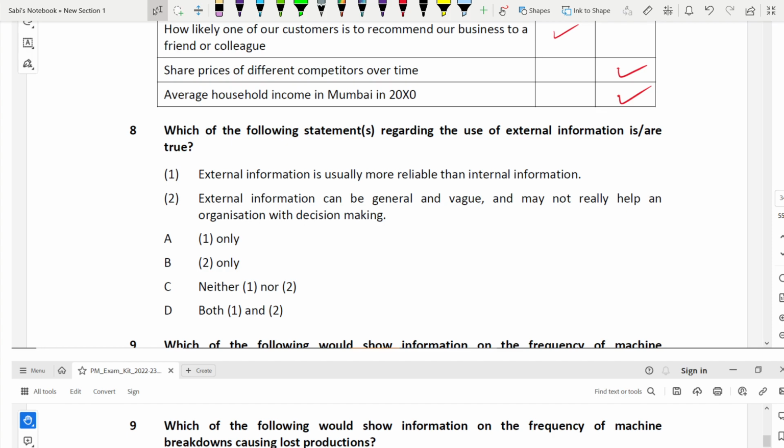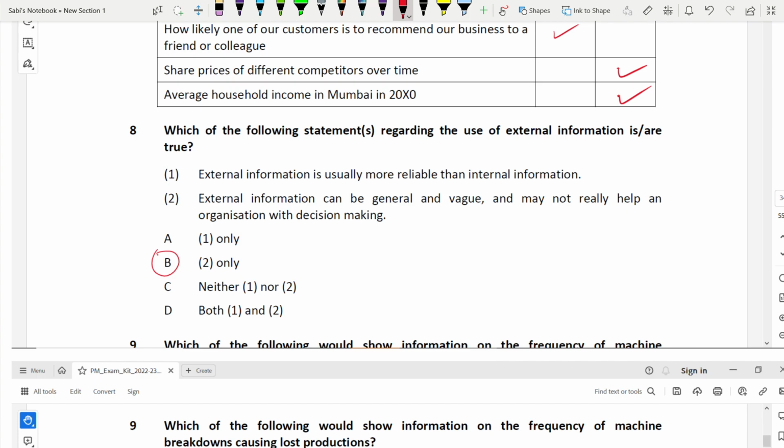B. B is the correct answer. Why? Because internal information is more reliable than external. While preparing internal information, management know what the limitations are. But to verify external information prepared by someone else is more difficult. Whereas external information, yes, it could be general and vague and might not be suitable for your organization. So you have to be very careful while reading external information.